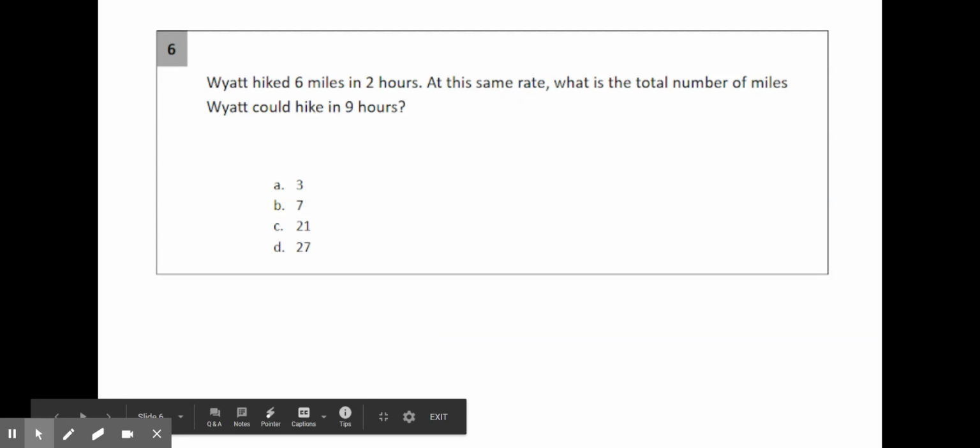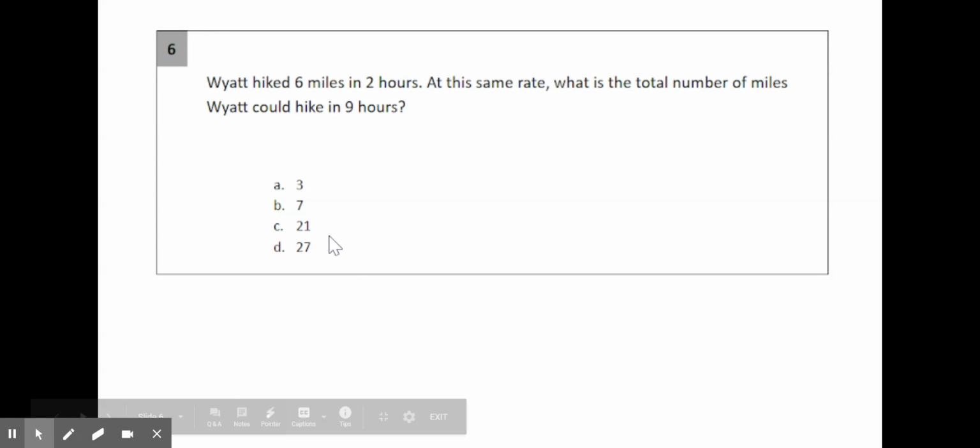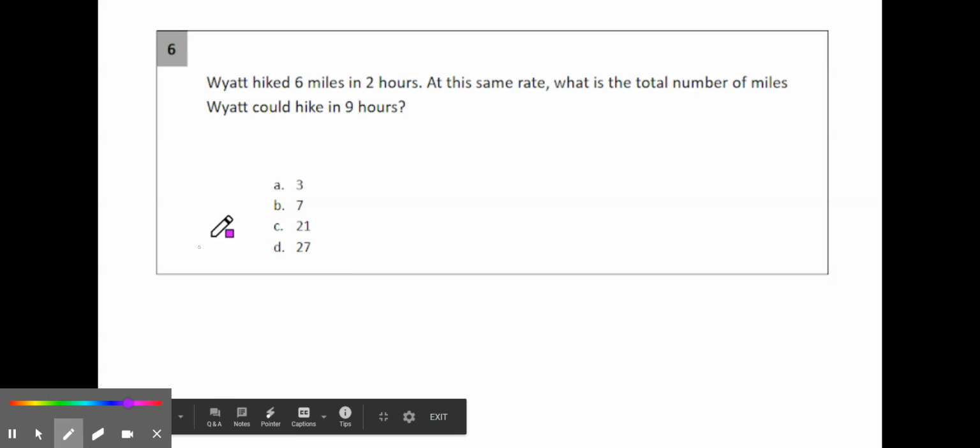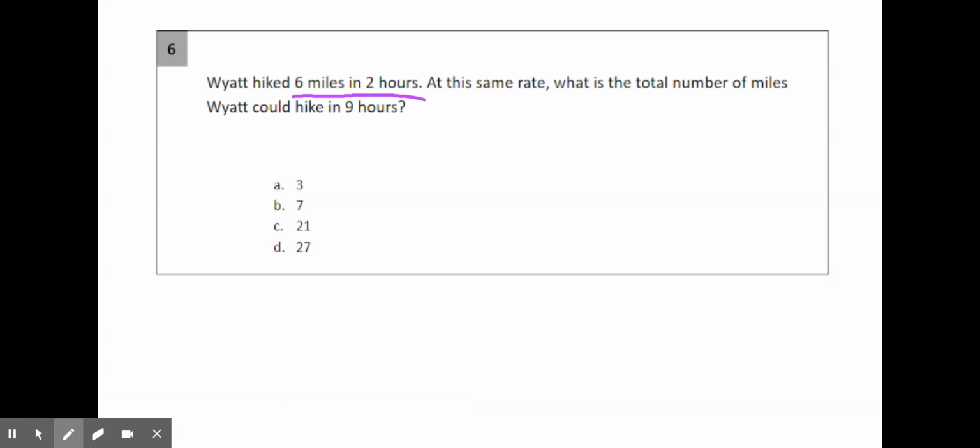Hi, so now we're here for number 6. Wyatt hiked 6 miles in 2 hours. At the same rate, what is the total number of miles he could hike in 9 hours? So first we should figure out, we know we have our ratio of 6 to 2.